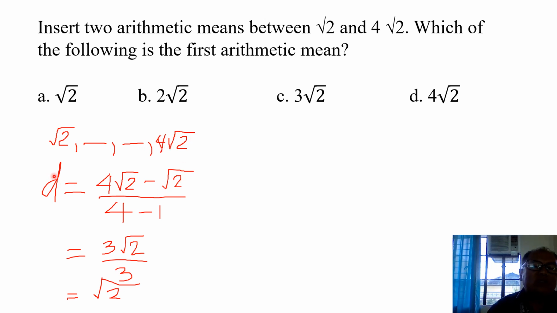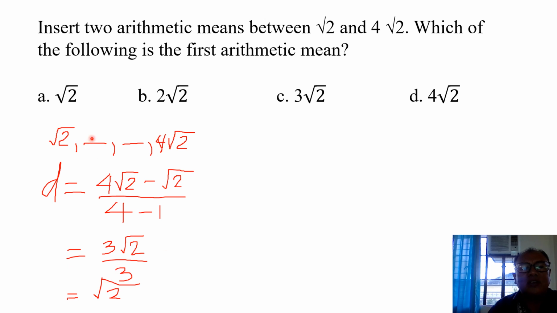So the same way we're going to find the value of d. The last term is 4 square root of 2 minus the first, that is square root of 2, all over 4 minus 1. Why 4? Because this is 1, 2, 3, 4. So this is the fourth term and that is the first term. So we're going to divide by 4 minus 1. So 4 square root of 2 minus square root of 2 is 3 square root of 2, all over 4 minus 1 which is 3. And then we can now cancel 3 because 3 divided by 3 is equivalent to 1. And then multiply that by square root of 2, so the answer is square root of 2.